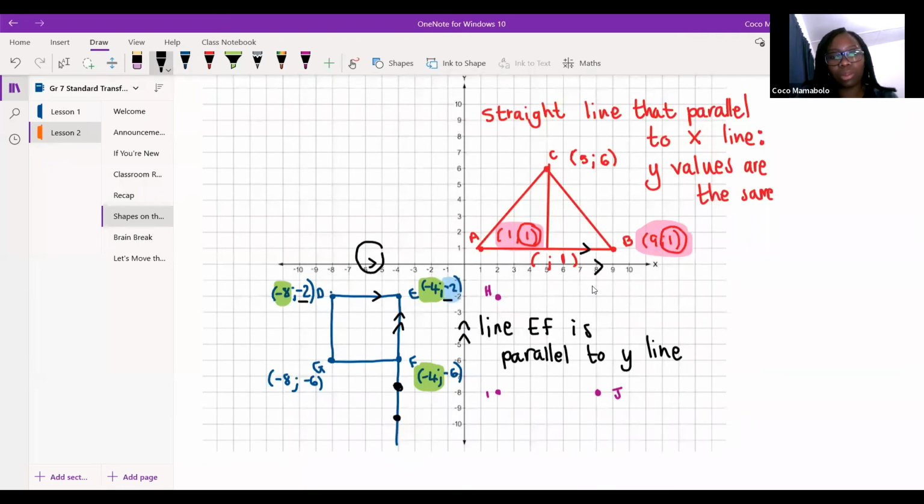What are they all going to be? All my X values are going to be equal to, what's the number? If I go up, what are all my X values going to be? All of them are going to be -4. Excellent. Okay, we're going to come back to this. It's very, very important.